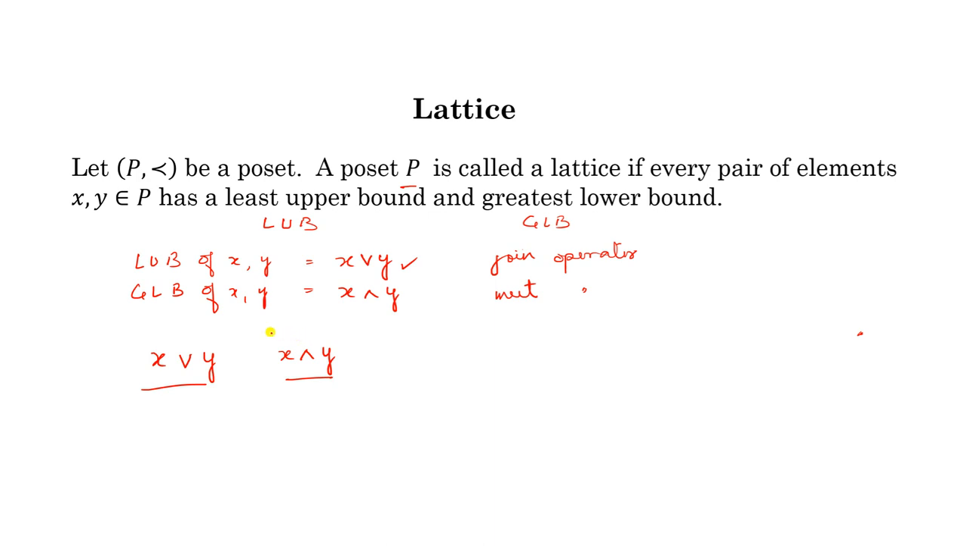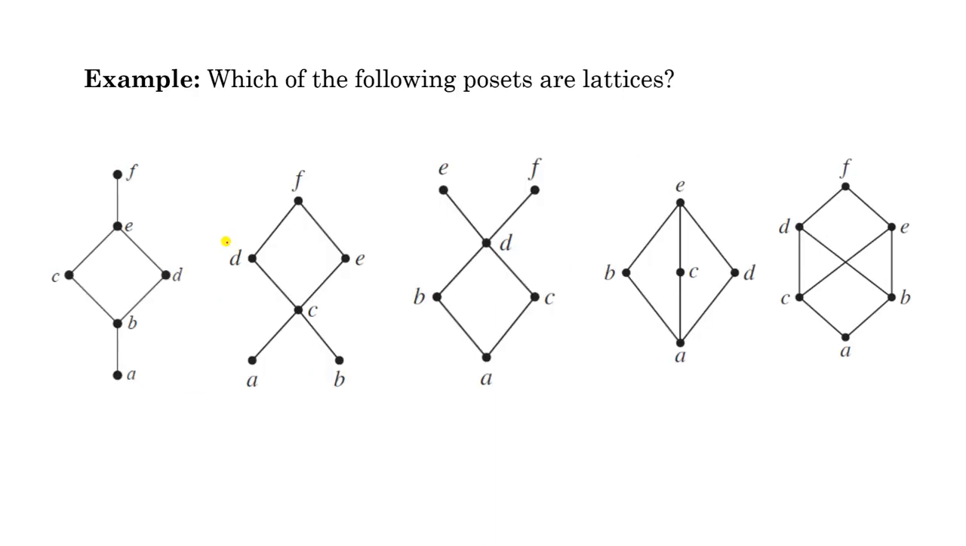So for a given poset, we have to check whether for every pair of elements x, y, these two bounds exist or not. If so, then you will say it is a lattice, otherwise it is not a lattice. Now we will consider some examples. We will check whether these posets, with some certain partial ordering, are lattices or not. The elements are given in the form A, B, C, D.